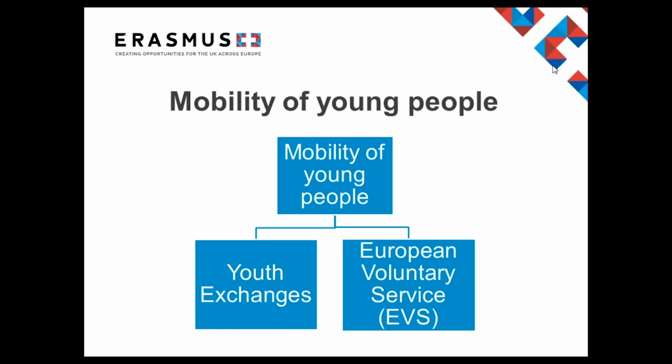Depending on the activity duration, there are 2 types of EVS. Long-term EVS, which can last anywhere from 2 to 12 months, and short-term EVS, which can last anywhere from 2 weeks to 2 months. This can be done if the project involves young people with fewer opportunities or groups of 10 people or more. As with the youth exchanges, the minimum age must be reached at the start of the activity, and the maximum age must not be exceeded at the time of the application.